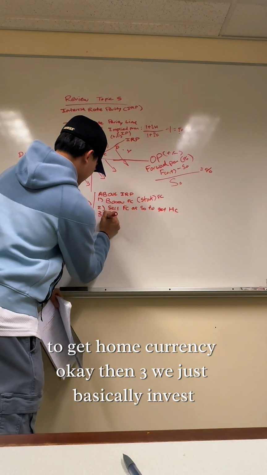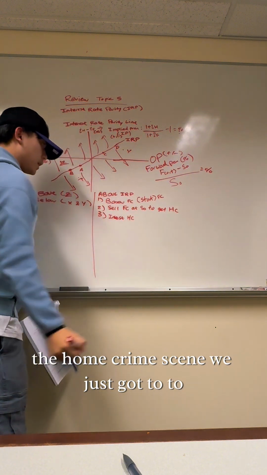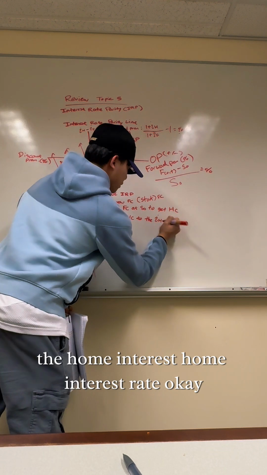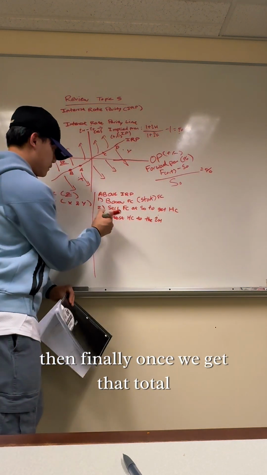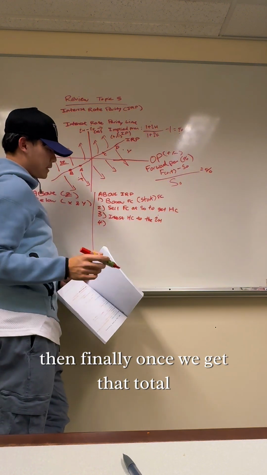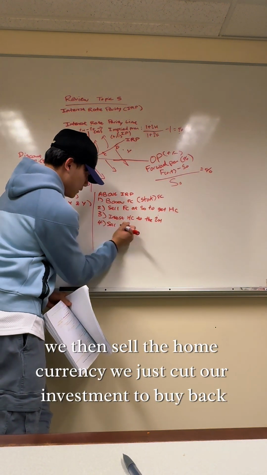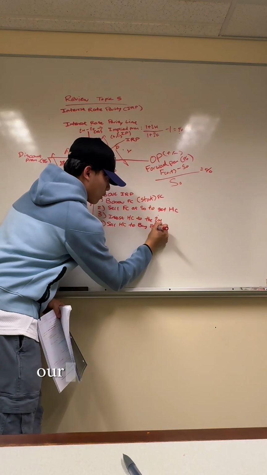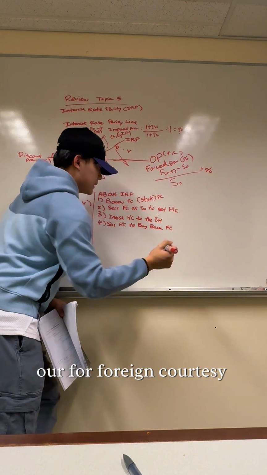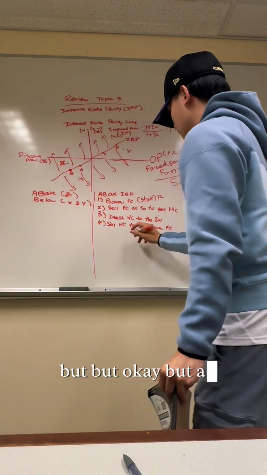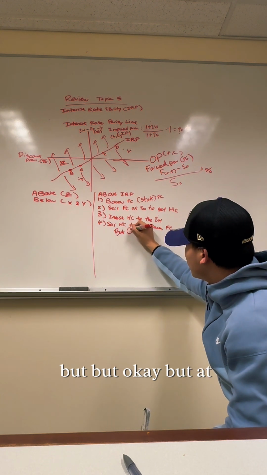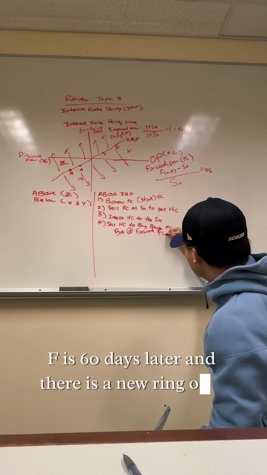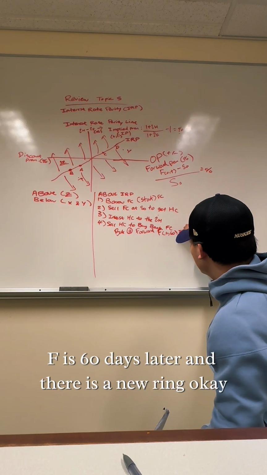Then step 3, we invest the home currency we just got at the home interest rate. Finally, once we get that total, we sell the home currency, our investment, to buy back our foreign currency at the forward rate. Let's say F is 60 days later, and there's a new rate.